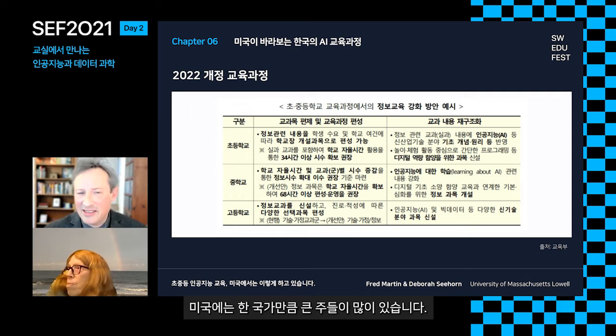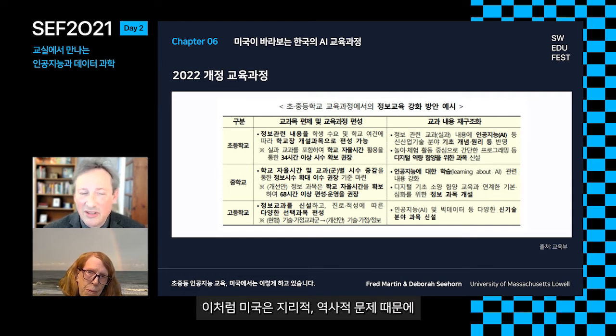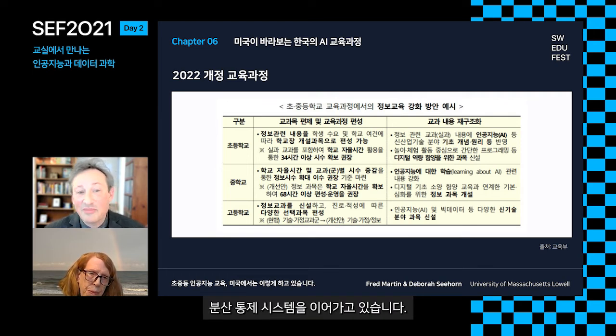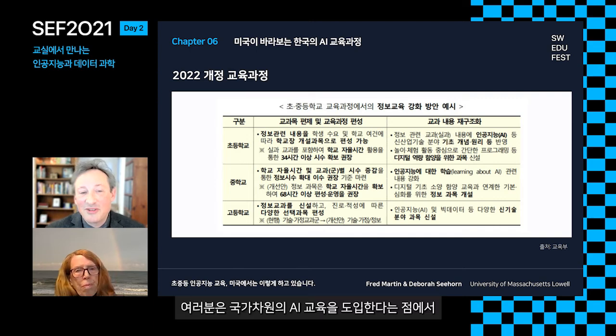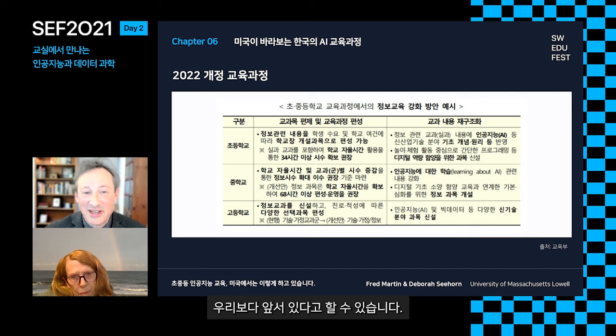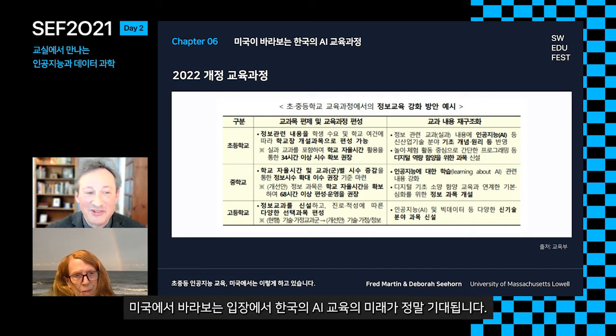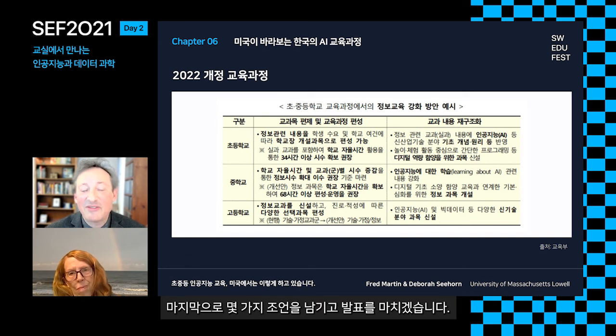I think one way of thinking about that is there are a number of states in the United States that are as big as or bigger than a whole country. The US is the way it is because it is so large, and because of its history of distributed control. So you're ahead of us in that you're taking this step at a national level. We're really excited for you. And we have a few closing thoughts.